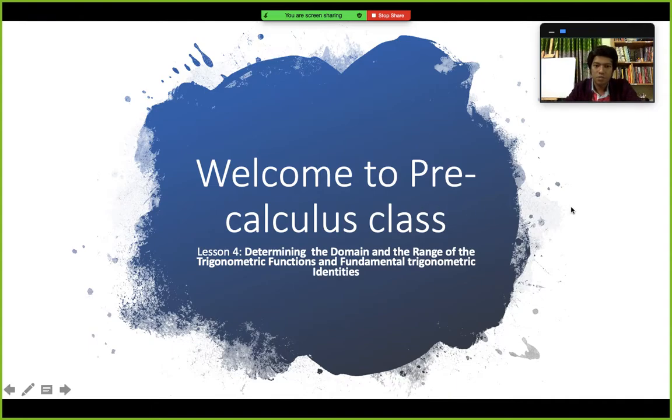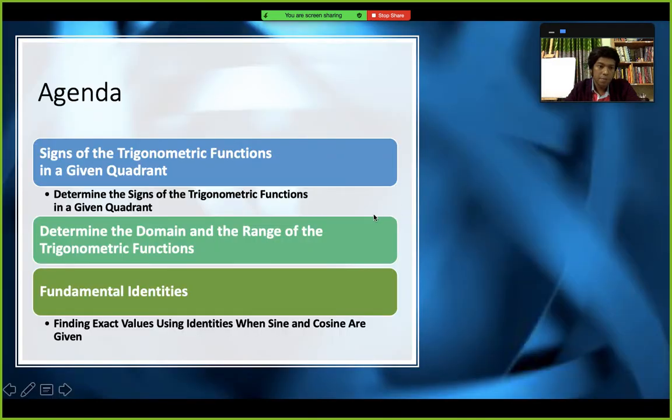This is lesson 4. In this lesson we will discuss the domain and range of the trigonometric functions and fundamental identities of trigonometric functions. So let's begin. These are our agenda.